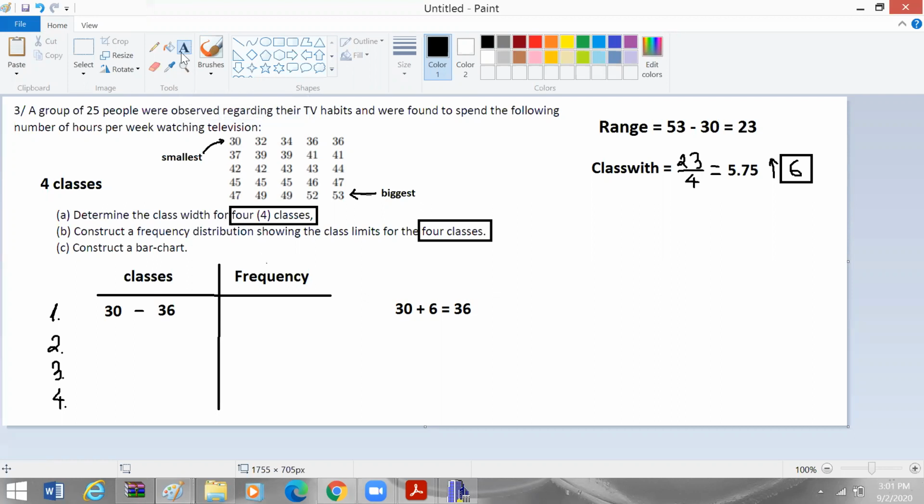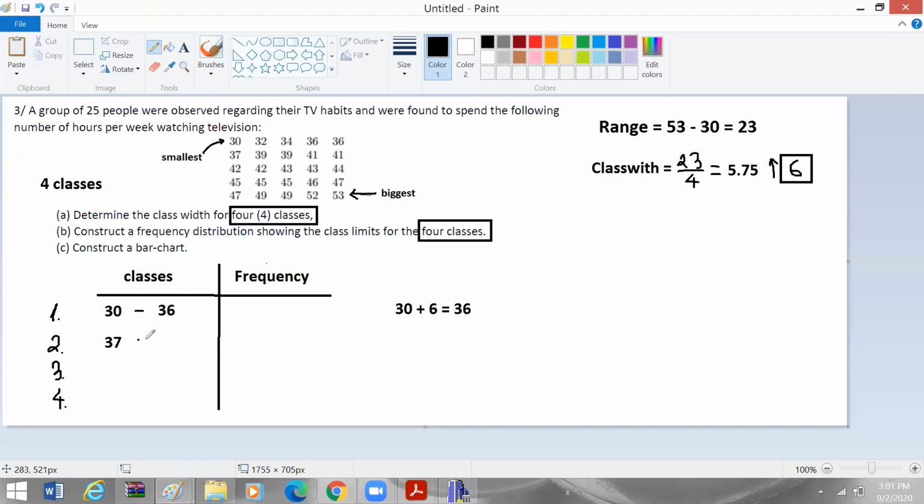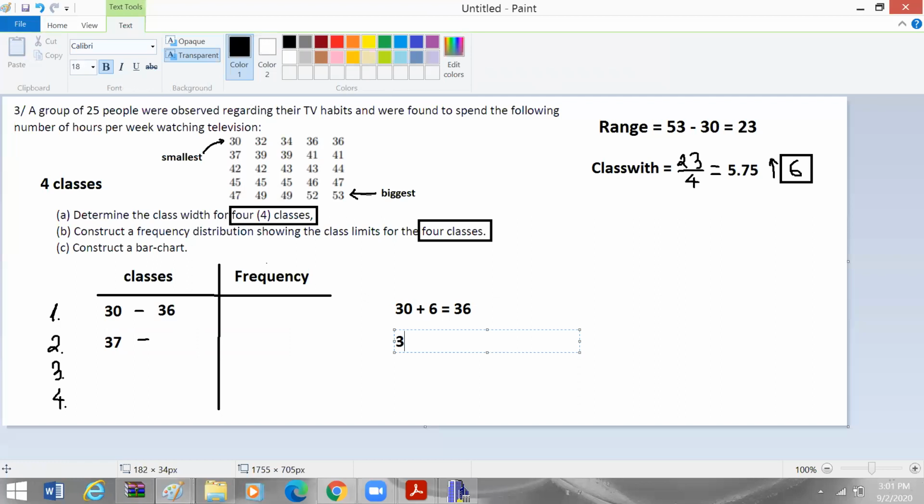And now the next class will be jumping down to one number bigger than the previous class. The ending point, which is called the upper class limit, should be one number smaller than the starting point of the second class. So in this case, we're going to take 37, and then add 6 one more time to get the ending point. 37 plus 6, and we can see that this is equal to 43.